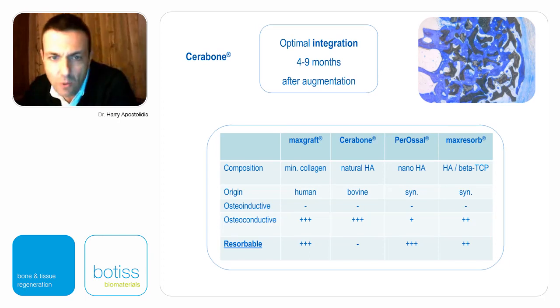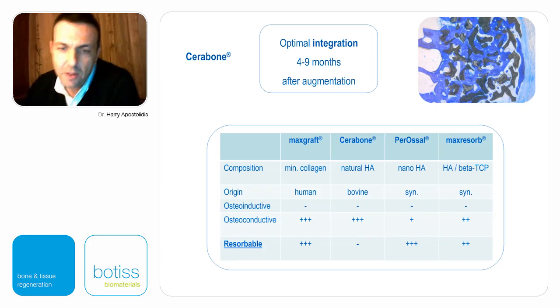And why do I want the Sera bone? Because it doesn't resorb. That's what I want. I want a bovine bone that does not resorb. I know it's only osteoconductive. It's nothing else, but I don't want it to be anything else. For osteoinductivity and the osteogenetic properties, I have them from the autogenous bone.